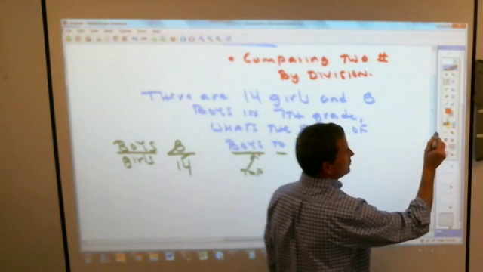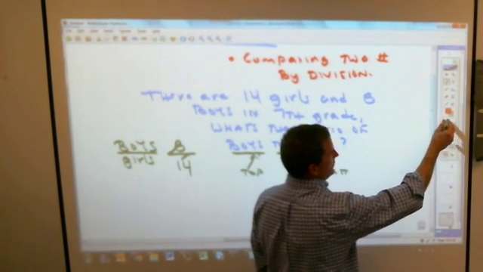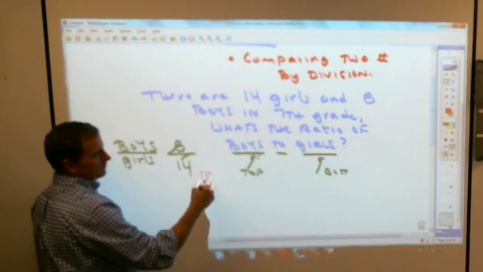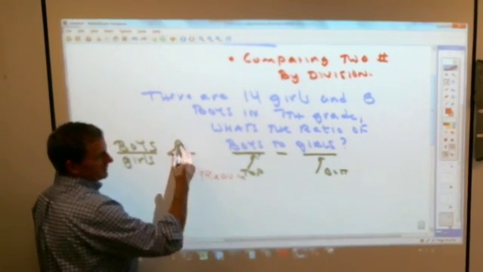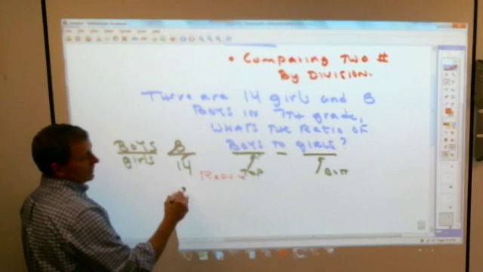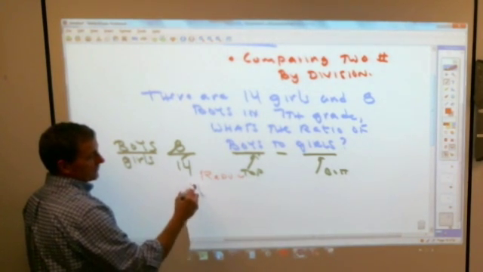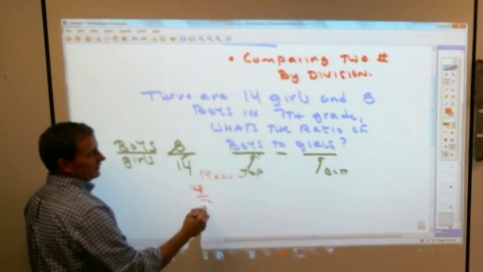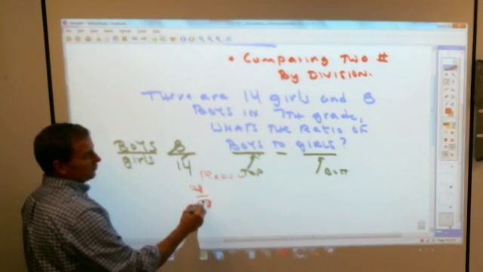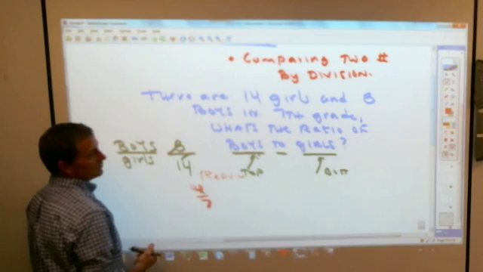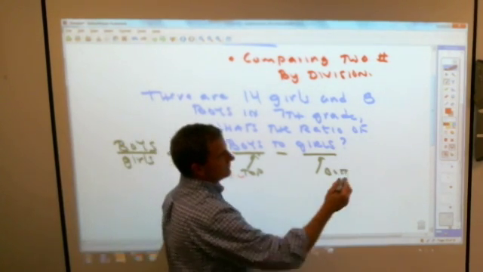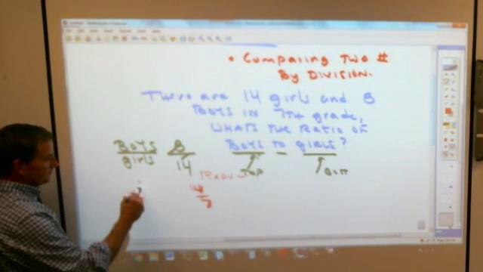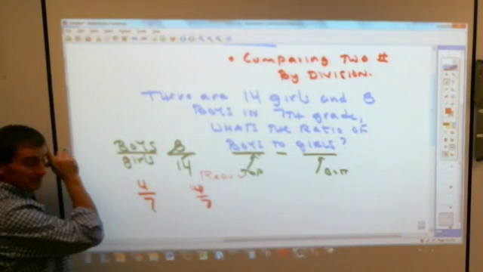Yes, ladies and gentlemen, you must reduce. Which means I would turn that to what? 4/7. Yeah, I hate it when I move the width of the pen, one size is way too big and the other one is way too small. Anybody feel my pain? Nope. So that's boys to girls.